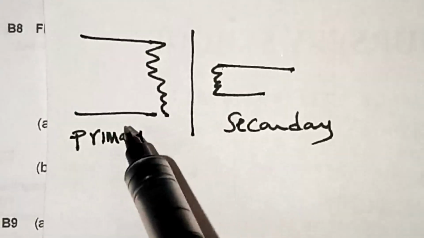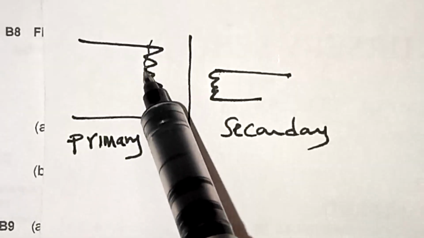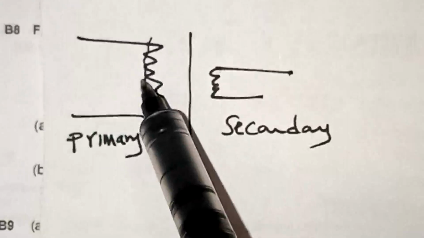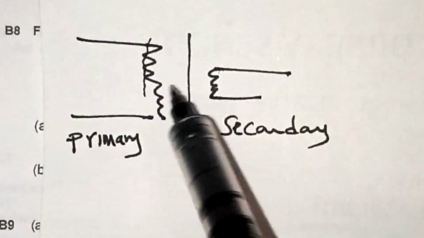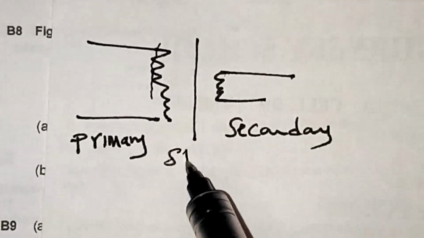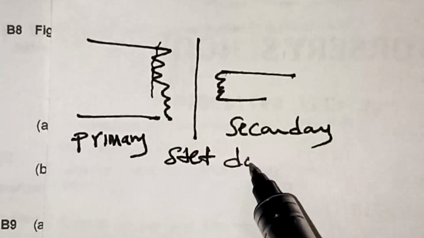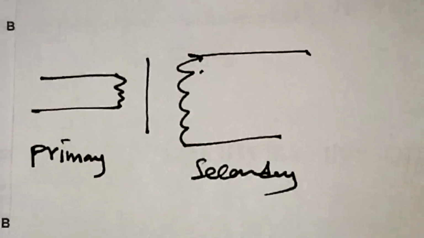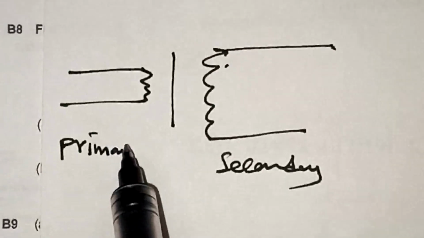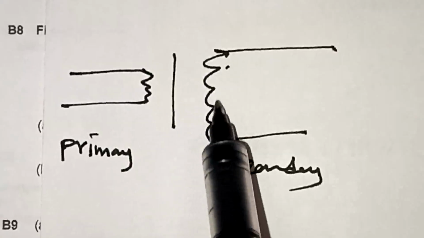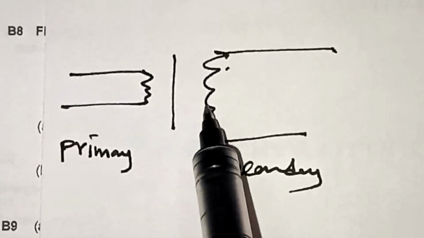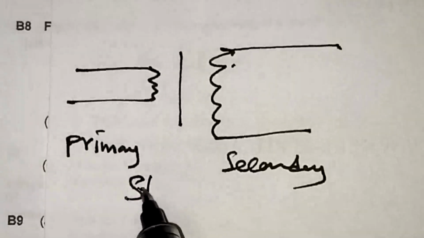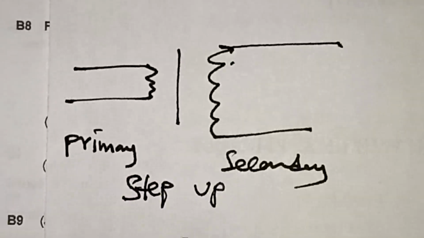Why is this a step down? Because on the primary coil there are more turns than the secondary. So this is a step down. Now, when you look at this one, on the primary coil there are fewer turns than the secondary. Here there are fewer turns, here there are greater turns. So that simply means that this is a step up transformer.